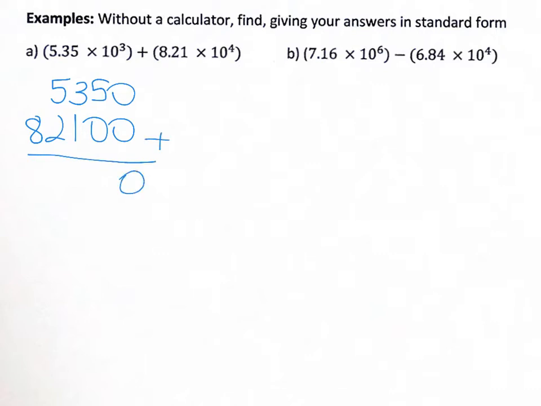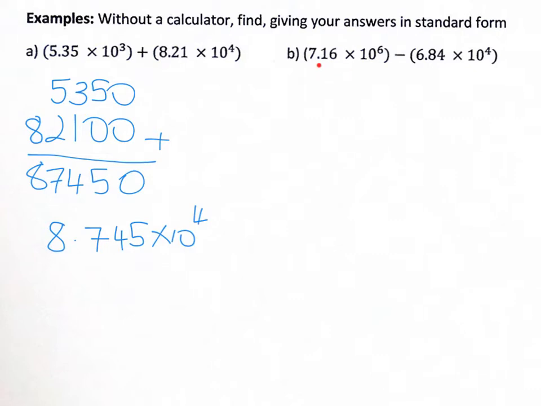And then whenever we add those, 0 and 0 is 0, 5 and 0 is 5, 3 and 1 is 4, 5 and 2 is 7, and then the 8. So in standard form, that's going to be 8.745 times 10 to the power of 4. For the next example, we're subtracting.